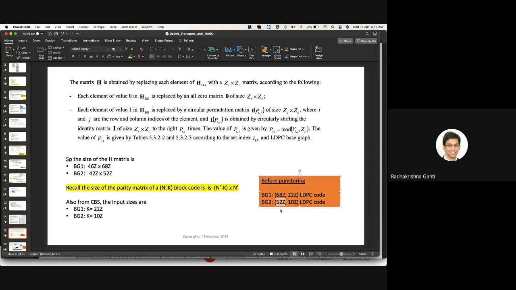Any questions here? I'll stop here for 1 minute, look at it and ask me questions. Then we'll go back. You understand how I got the code rate, n comma k. Based on the dimension of the parity check matrix, I can compute n and k. In this case, 68Z is the n, and 68Z minus k is 46Z, so k should be equal to 22Z.